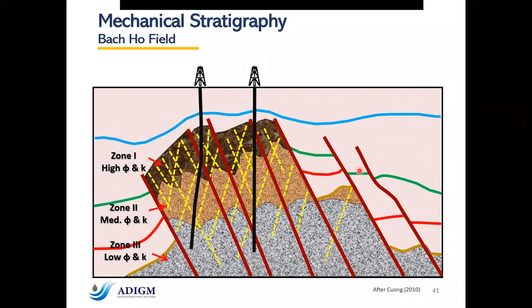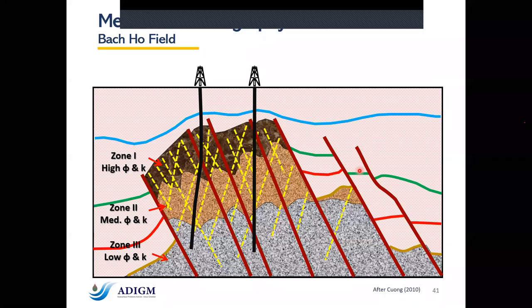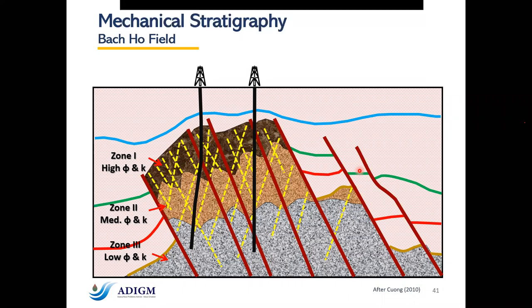This is another example from Bakken fields, how they define the mechanical stratigraphy. So the top one is zone one, high porosity, high permeability. Zone two is medium porosity, medium permeability, and then zone three, which is low porosity and low permeability. So from this, they already defined that the fracture intensity in this lower zone will be much less compared to the fracture intensity at the top.